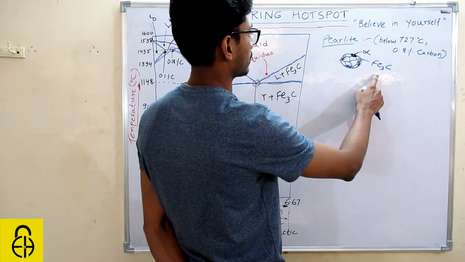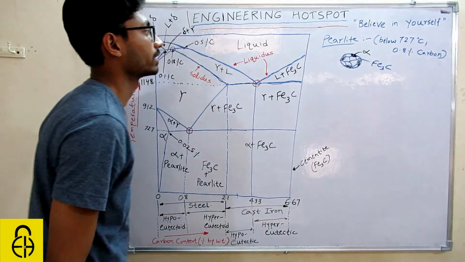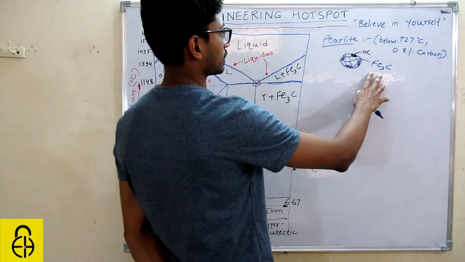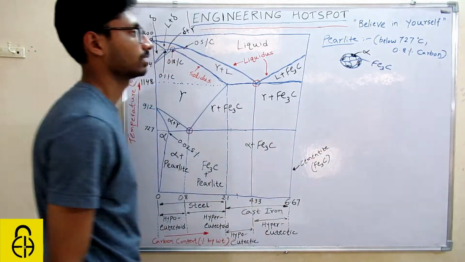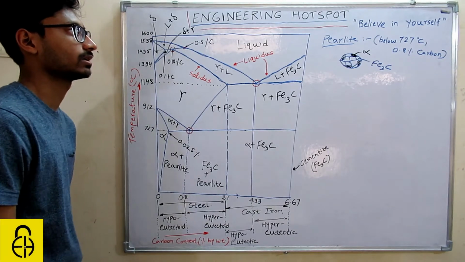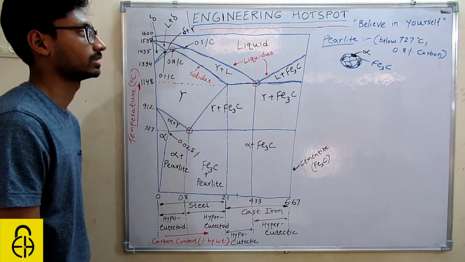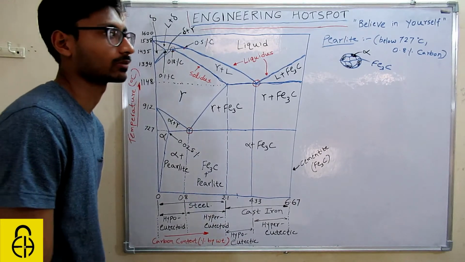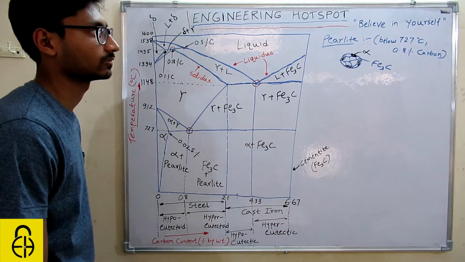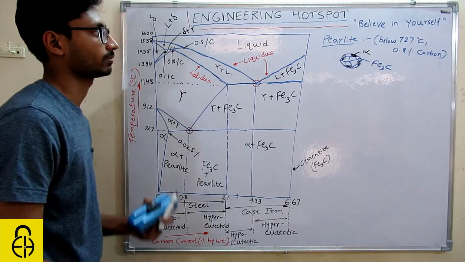I will discuss the property of this. It is brittle and it is very hard. So its hardness, when combined with alpha, means ferrite iron, will enhance the hardness of the perlite. So in that case, perlite will not be the softest phase. Alpha is the softest phase in the iron carbon diagram. Remember.